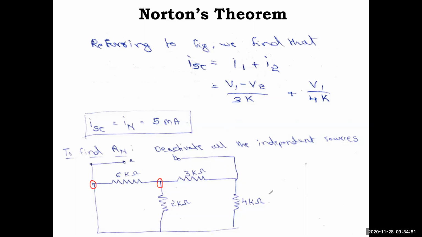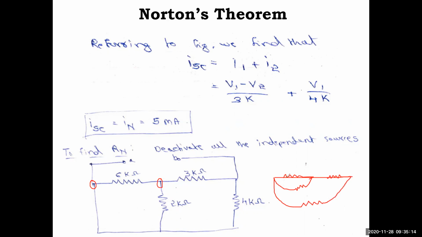This same thing can be written like this. One resistance is here, that is 6 kilo ohm. You have another resistance here which is 2 kilo ohm, and here you have the 3 kilo ohm, and then you have the 4 kilo ohm, which is connected like this.